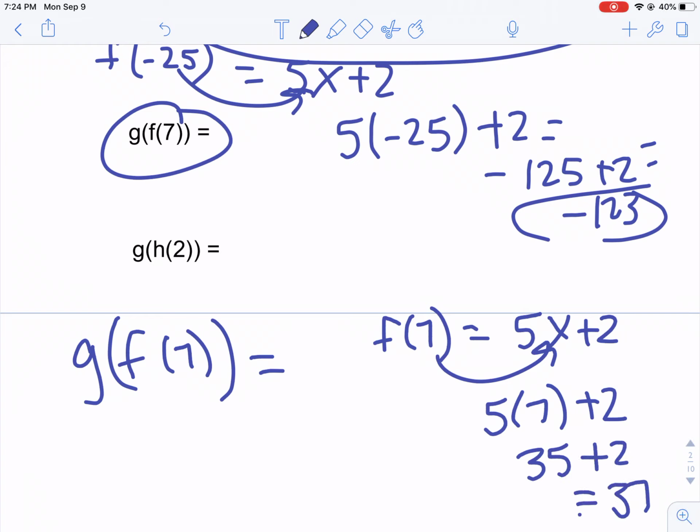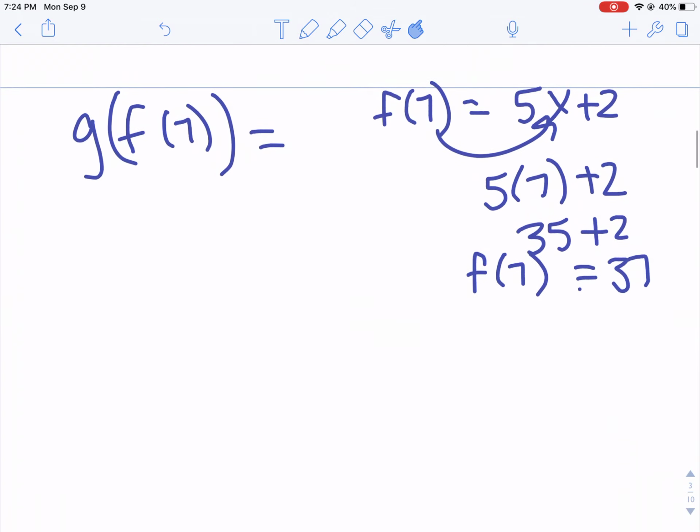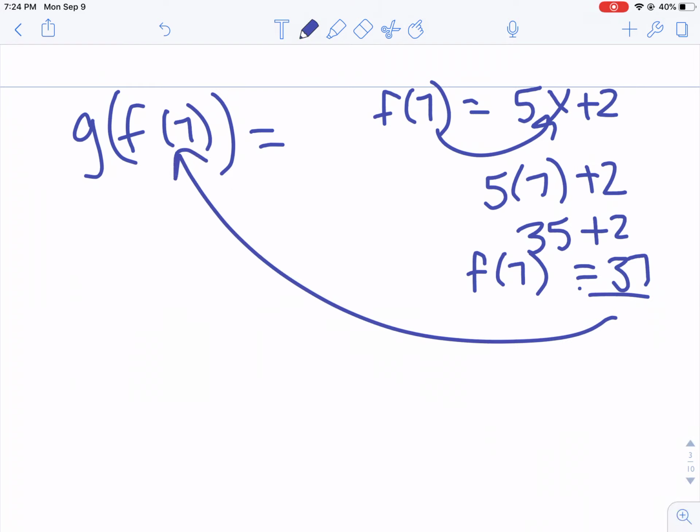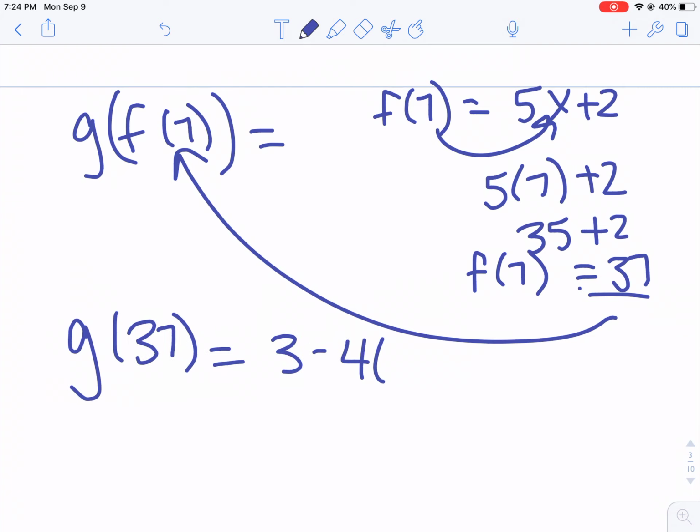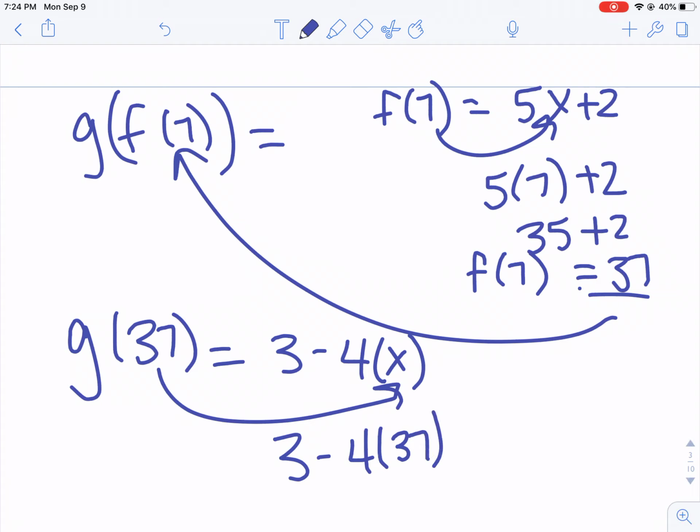Okay? So now, that's f of 7. Now I know f of 7, I'm going to take that and plug it in where I had f of 7. So now I'm going to find g of 37. Well, g's function is 3 minus 4 times x. We're going to put 37 in for x. So 3 minus 4 times 37. And that makes 3 minus like 148, I think. So it's negative 145. And that's your answer.